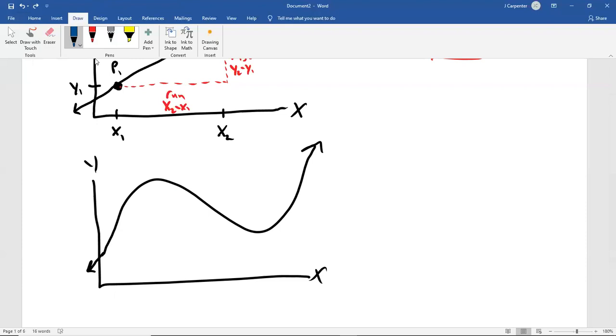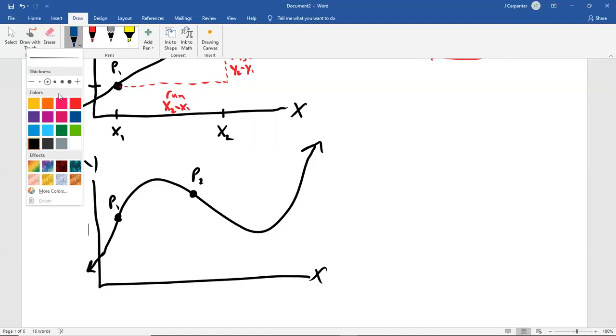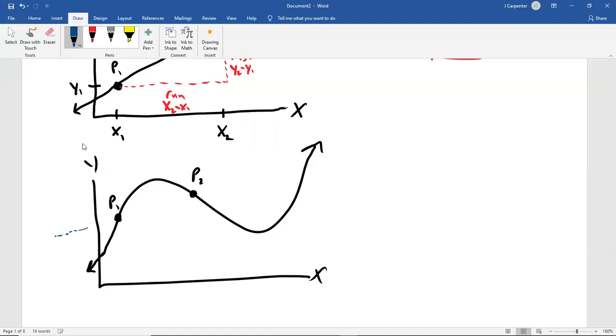So let's take, I don't know, this point right here. Let's call this P1. And let's call this P2. Now, what I'm going to make is a secant line out of those. So I'm going to make a little secant line. And I do actually want the secant line to be blue. And that's not going to be a good steepness.